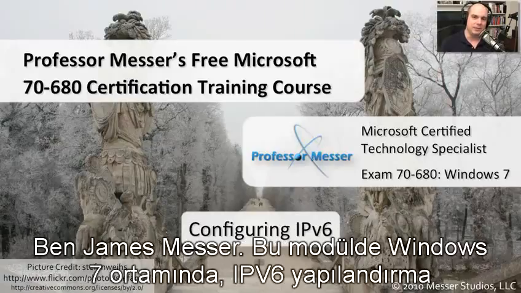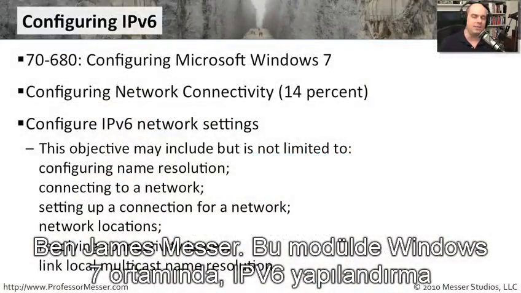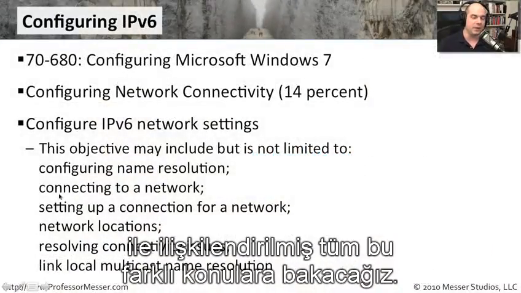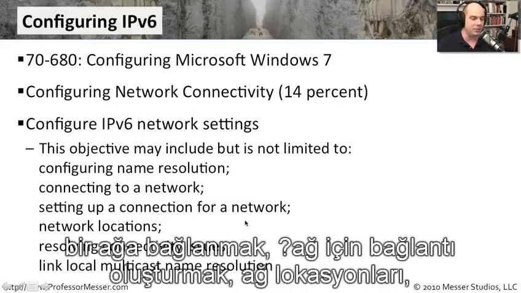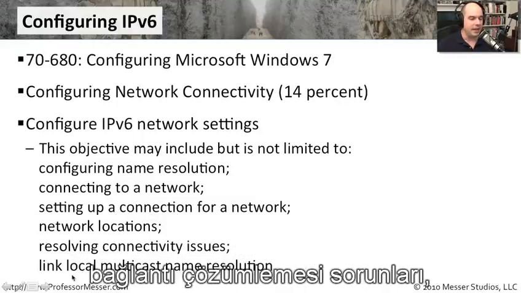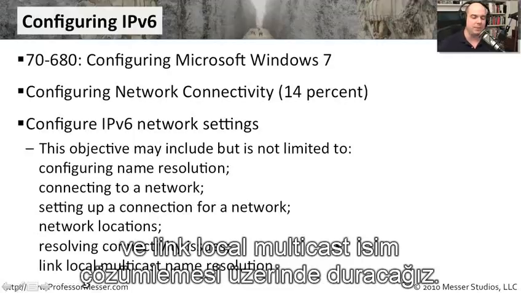I'm James Messer, and in this module we're going to look at all of these different items associated with configuring IPv6 in your Windows 7 environment. This is configuring name resolution, connecting to a network, setting up connections for a network, network locations, resolving connectivity issues, and something called link local multicast name resolution.